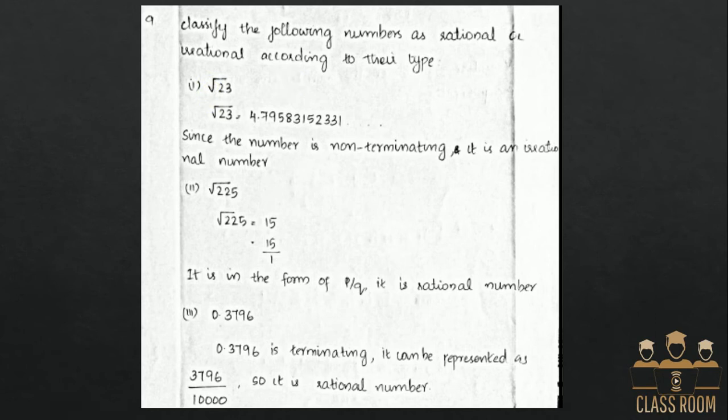You can find the root of this root 23, and after finding that you can see that this is a non-terminating number. So we can conclude that it is an irrational number. Not rational, irrational number. Or you can take the root by the LCM method and find that if in the last portion you get the answer as root 2 or root 3 or root 5, root 7 like that, then you can conclude that it is an irrational number. You can do it in two ways.